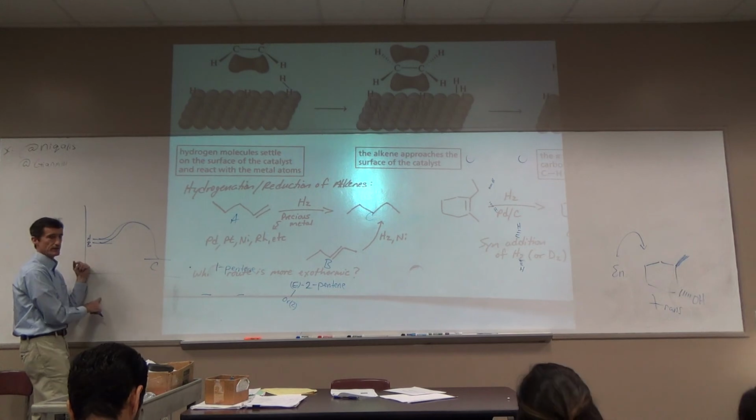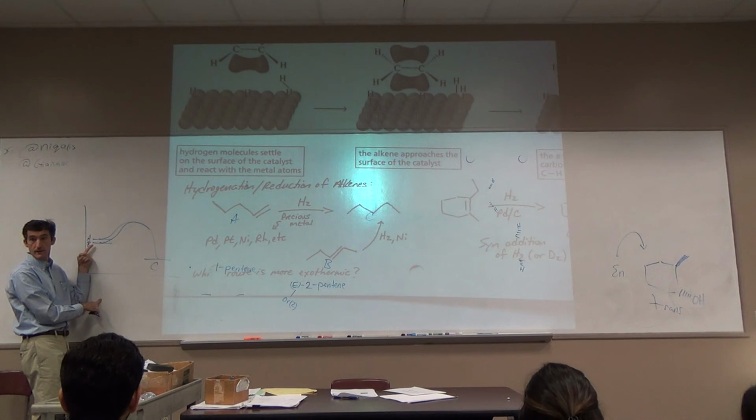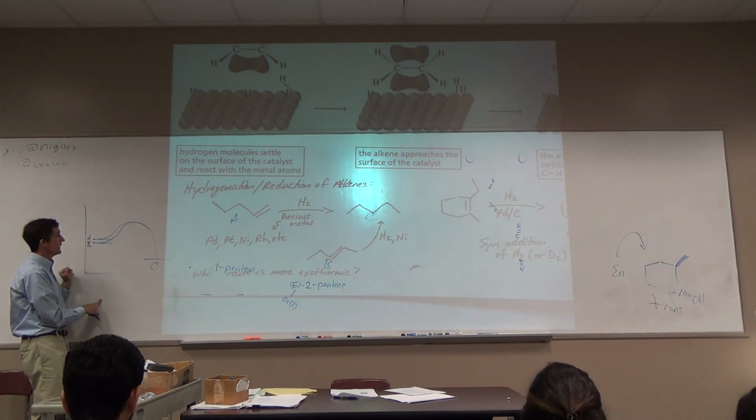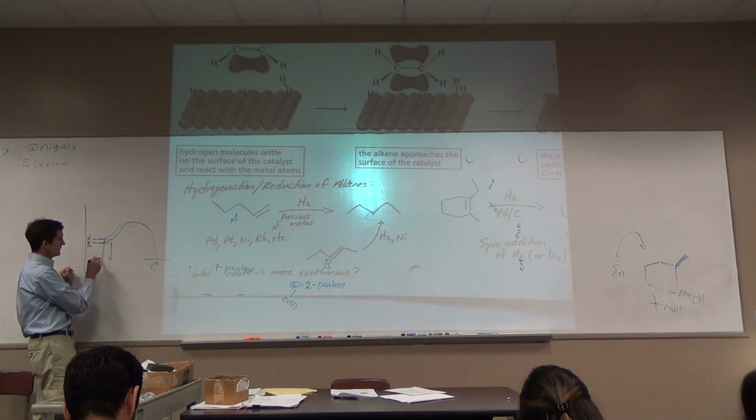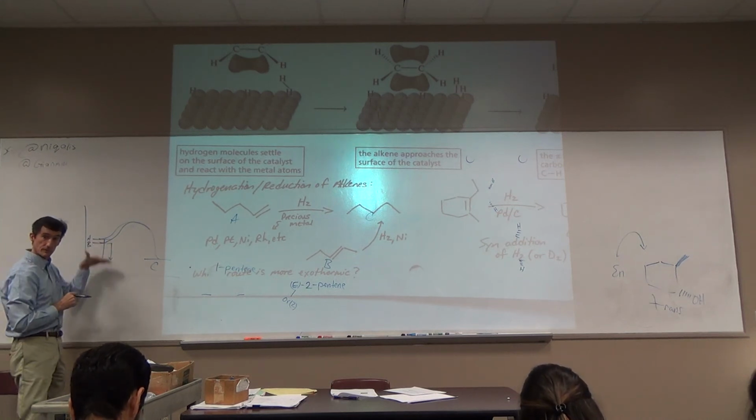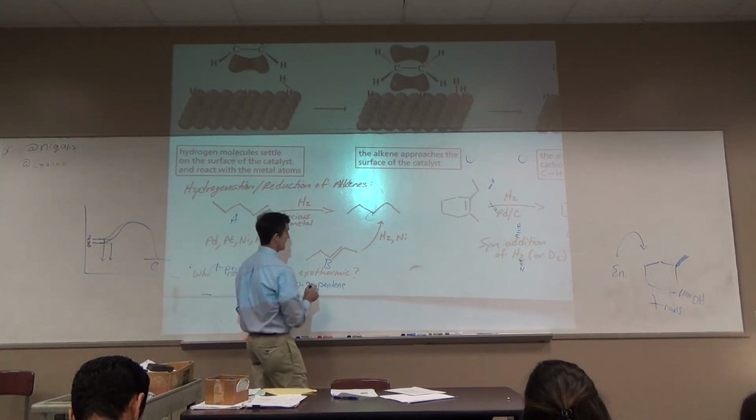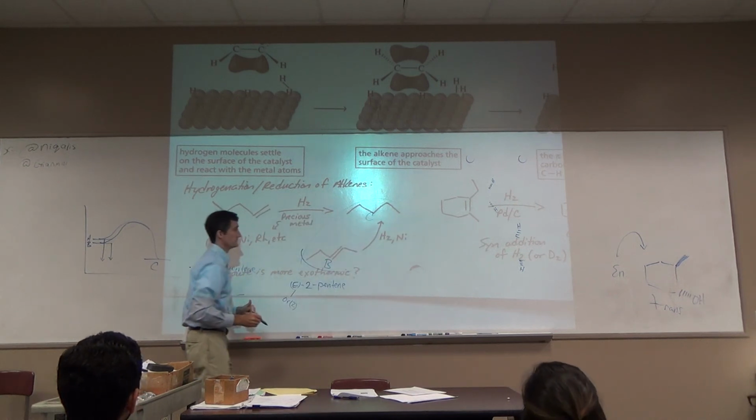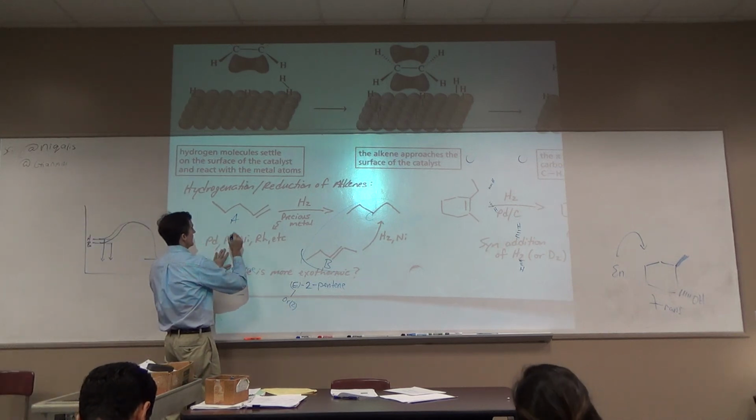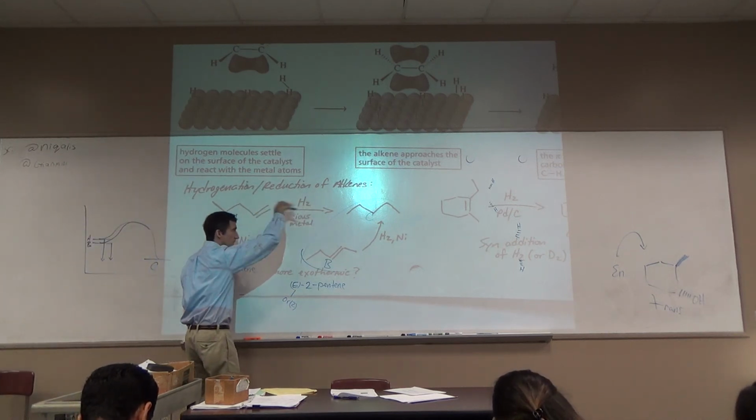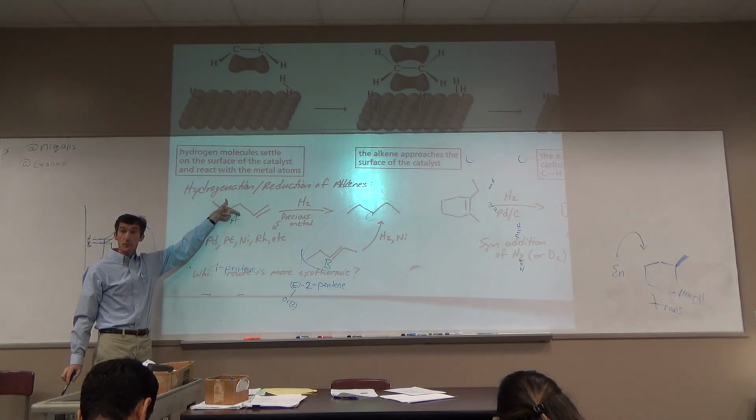Which is more exothermic? A to C or B to C? Well, this goes from here to here. This goes from here to here. Which one drops more? Which one gives off more energy? A. Which one's more exothermic? This. No, that's not A. A is more exothermic. A. The top. Mainly because this alkene had more energy to give off.